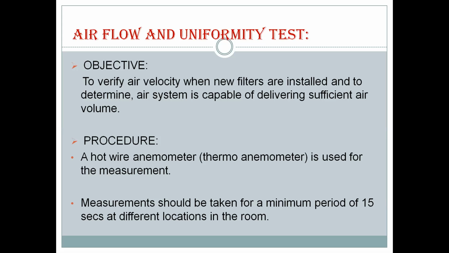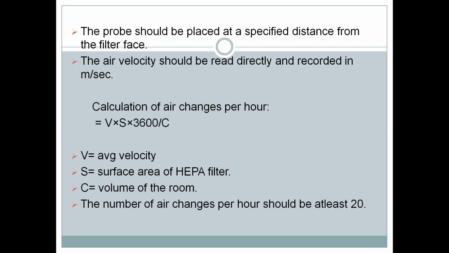Procedures. How to check this airflow and uniformity? A hot wire anemometer, that is a thermal anemometer, is used for the measurement. The measurement should be taken for a minimum period of 15 seconds at different locations. The probe should be placed at a specified distance from the filter. The air velocity should be read directly and recorded in meters per second.